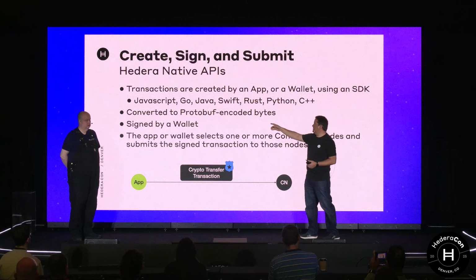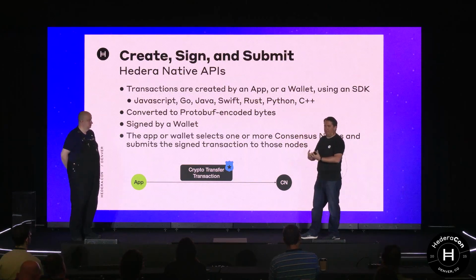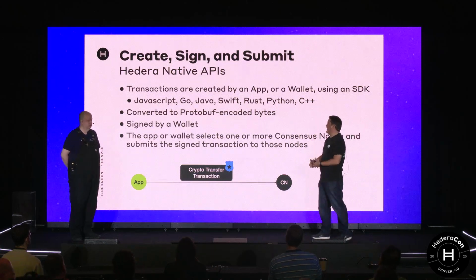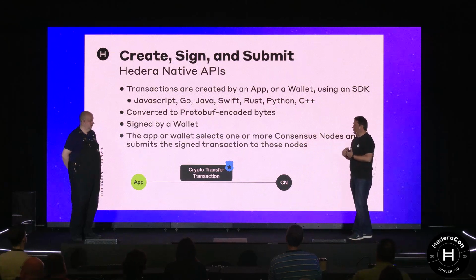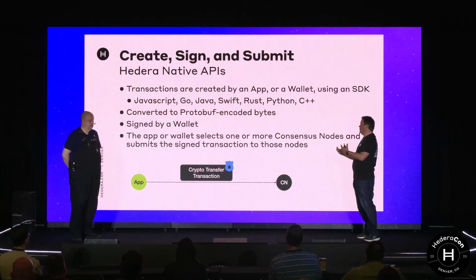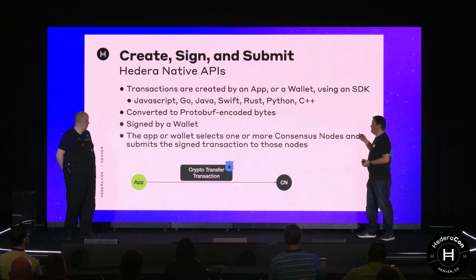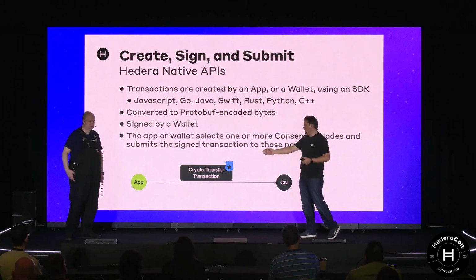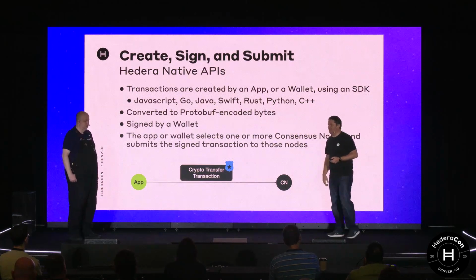And then what they'll do is they'll take that transaction. Our system uses protobuf as the binary format for all of the communication. So it'll take that, turn it into some byte array, and then the wallet's going to sign it. And then what your app will do, if your app is the one that created this transaction, or the wallet, if you're doing a transfer inside the wallet, is it's going to select one or more of the consensus nodes, and it's going to submit that signed transaction to the consensus nodes. So here we have our little transaction. It's been signed, and it's going to get sent to a consensus node.